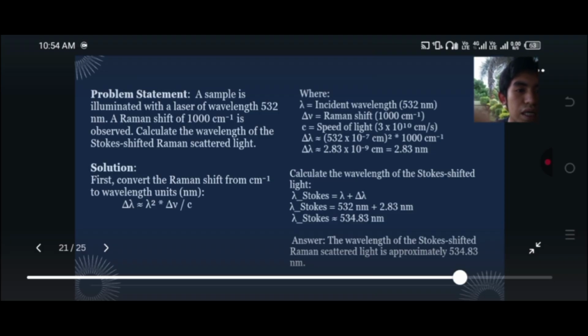Calculate the wavelength of the Stokes shift. The Stokes wavelength is equal to the incident wavelength plus the change in wavelength, which is 532 nanometers plus 2.83 nanometers equals 534.83 nanometers. Answer: the wavelength of the Stokes-shifted Raman scattered light is approximately 534.83 nanometers.